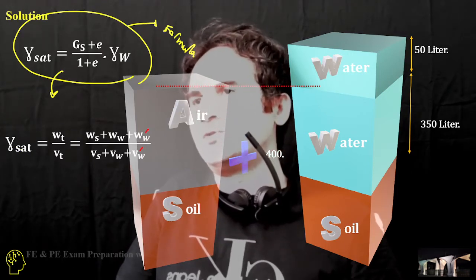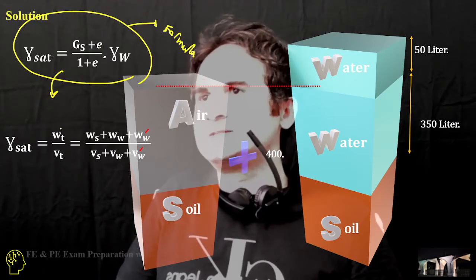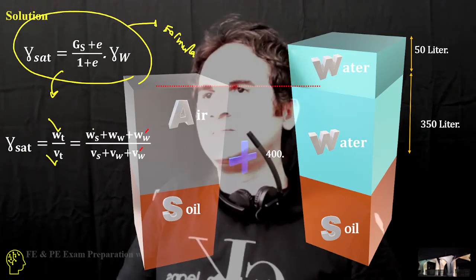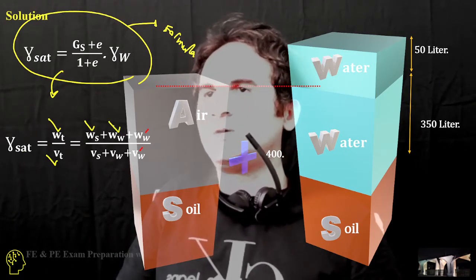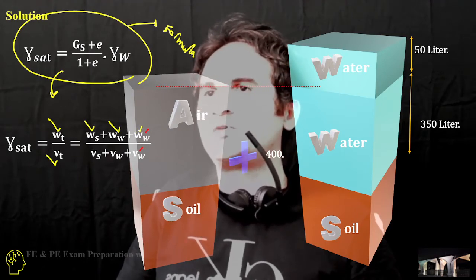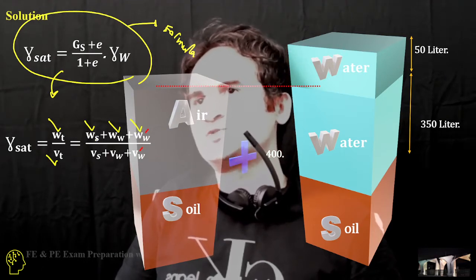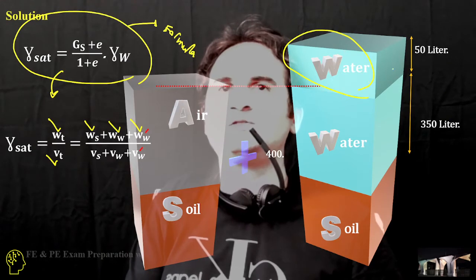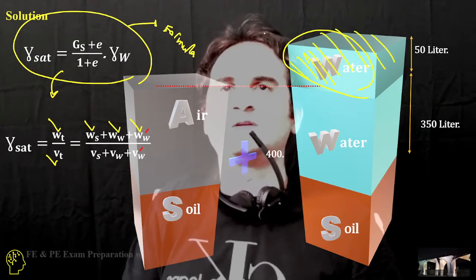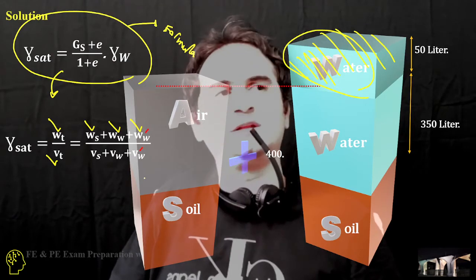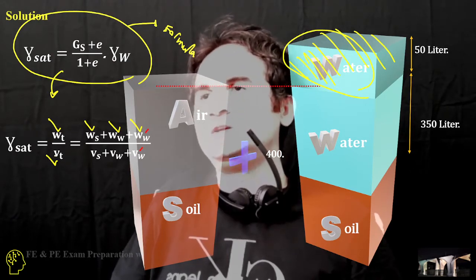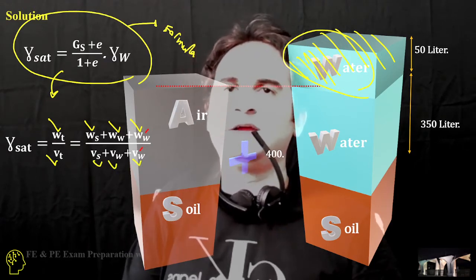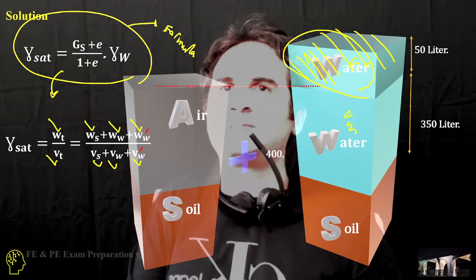Gamma saturated, or saturated unit weight, is the total weight over total volume, and that's Ws plus Ww plus W prime w. That means weight of soil plus weight of water plus weight prime of water, which is the extra water. And over the total volume, which is Vs plus Vw again plus V prime w. We have a Vw, and that's V prime w.